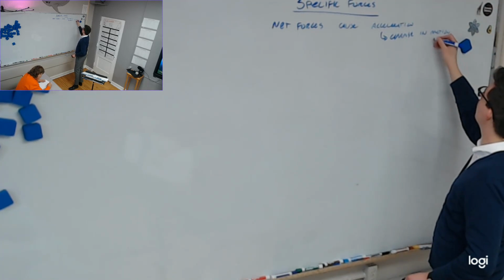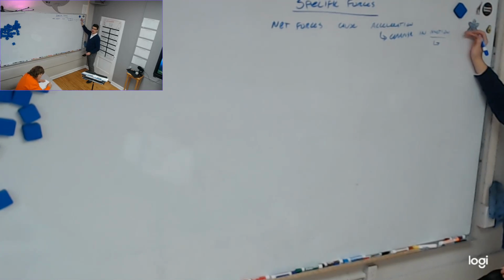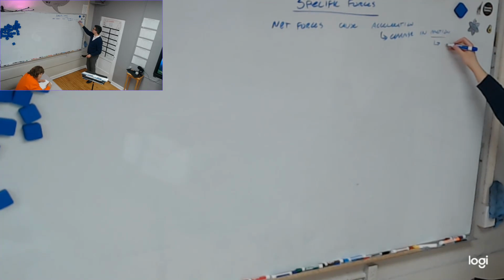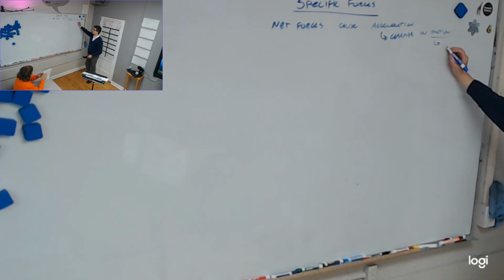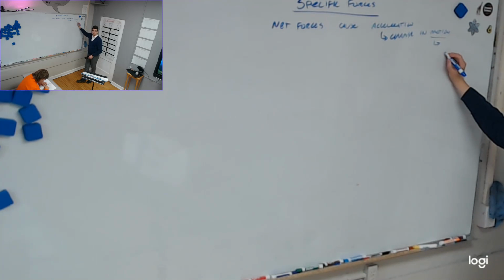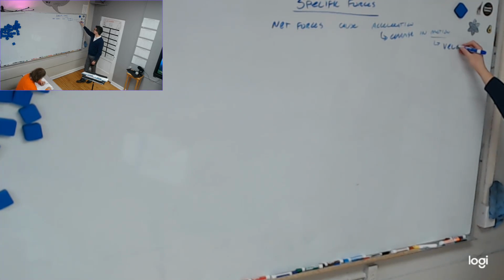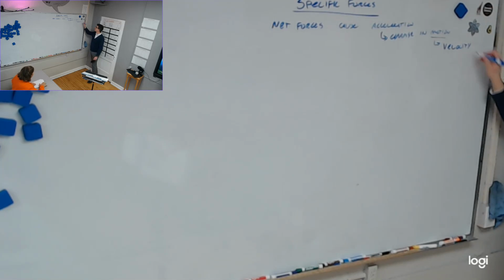And what's another word for motion? When we describe motion mathematically with a direction, we call that what? When we use numbers to describe the motion. Something meters per second. Velocity. I think it's velocity.